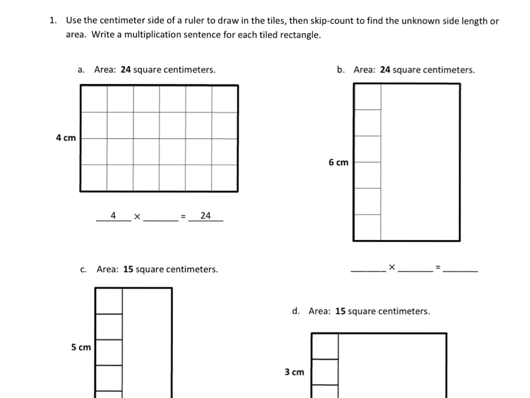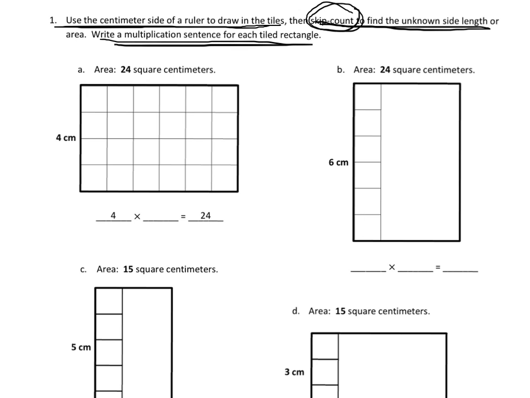So we're going to do a bunch of these problems on this page. Let's get started. It says, use the centimeter side of a ruler to draw the tiles, and then skip count to find the unknown side length. So the idea, teachers, is skip counting. That's kind of a precursor to multiplication. So we're really working towards the standard algorithm for finding the area of a rectangle. Simultaneously, our kids are going to be practicing their multiplication because they are indeed third graders and they need practice with multiplication. And then we're supposed to write a multiplication sentence for each of these rectangles.